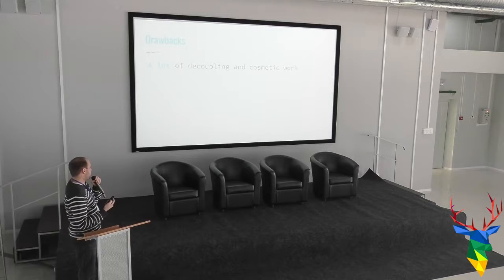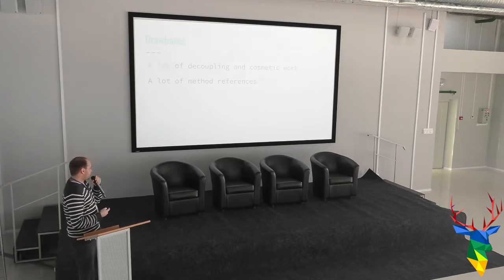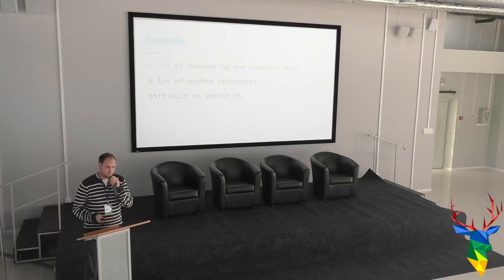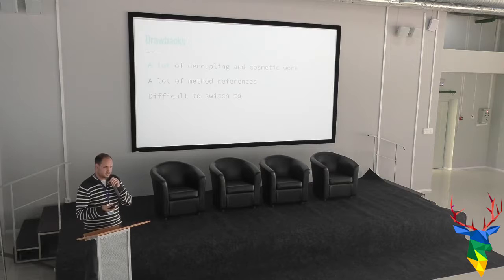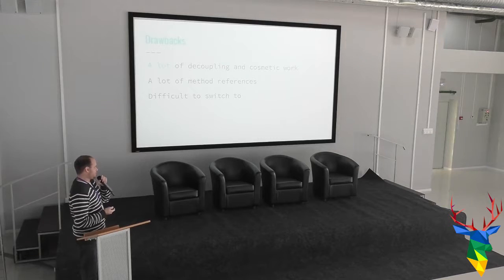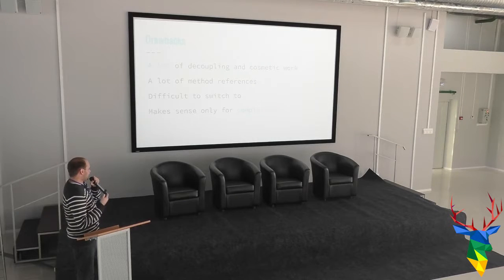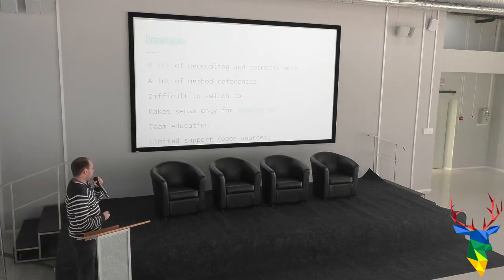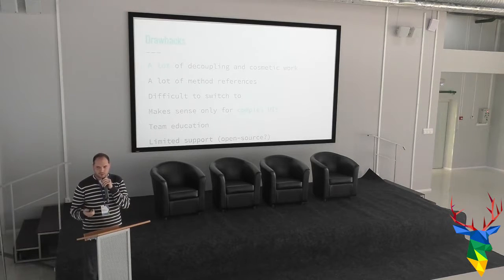And just to mention the drawbacks of this approach, it's a lot of decoupling, a lot of cosmetic work, like more than 6 months, a lot of method references. If you're close to that 50, 65K limit, then this is going to push you over the edge. And we have over 100,000 methods, so it's really something, we just included multi-DEX and it works. It's difficult to switch to. It makes sense only for complex UIs, and we need to work on team education. And currently it has limited support because it's still not open source, but we're trying to open source it.